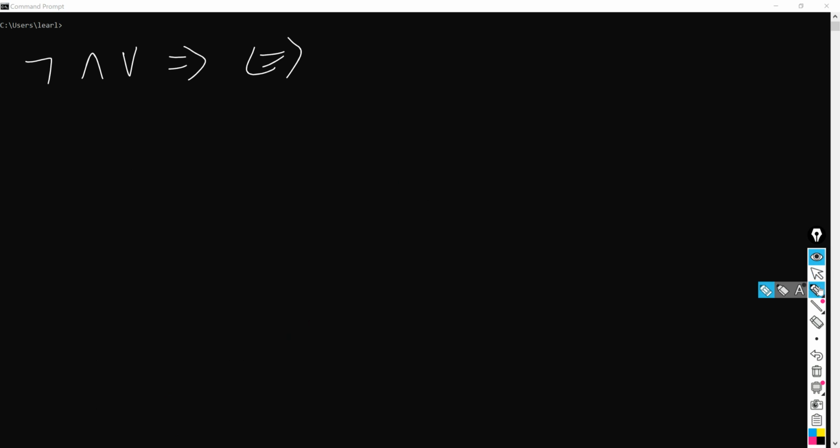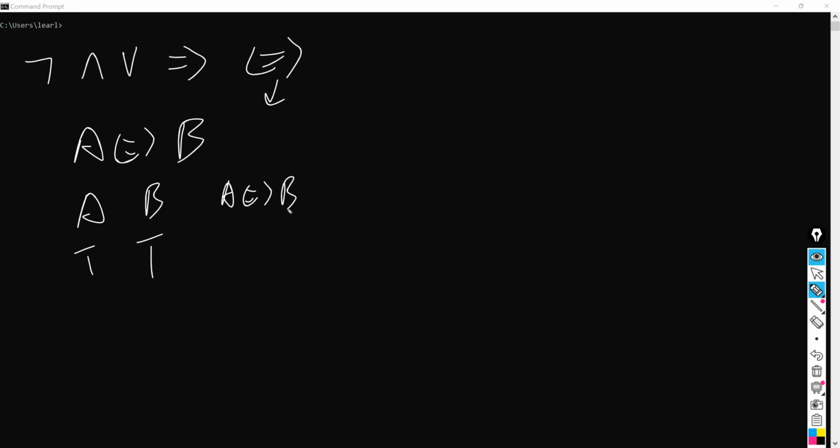Last but not least, we are going to talk about this equivalent sign. It's also used between two different logic. If A is true and B is true, then A equals B is true. Only if both of them are the same, then it's true. It's somehow like the equivalence sign in C or Java or Python. And if they are different, then it's false.